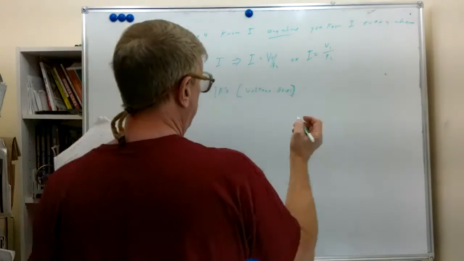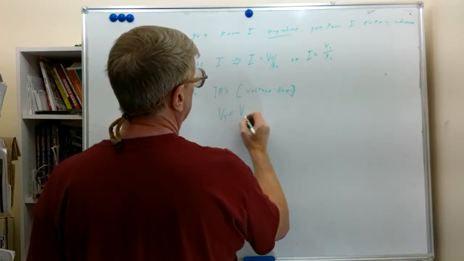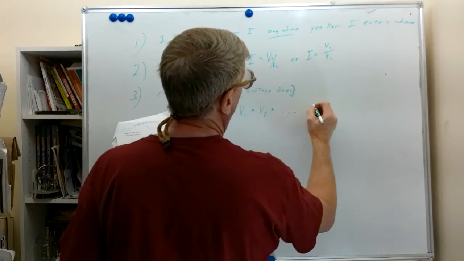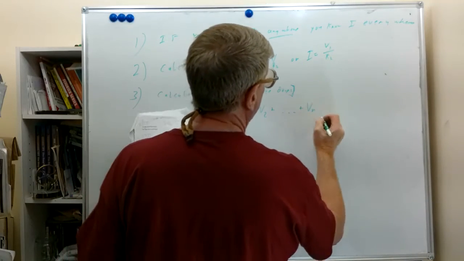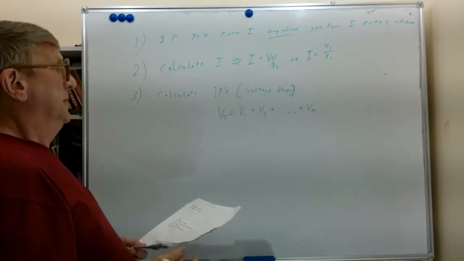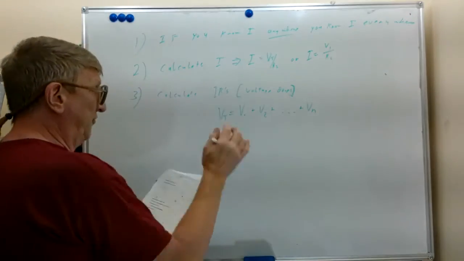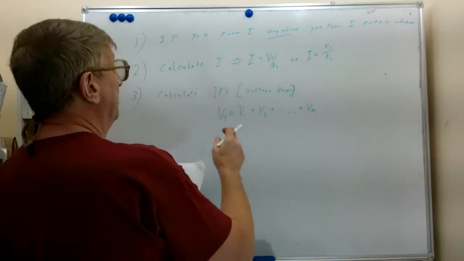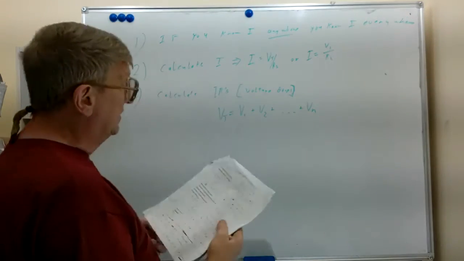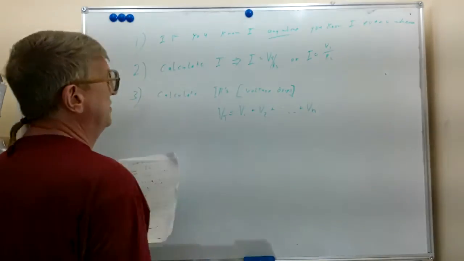And we can use our formula for total voltage, VT equals V1 plus V2 plus all up to Vn, however many components you have. And if you're given VT and you're able to find all but one of these, you can solve for that missing one. If you're not given VT and you're able to find all of these, you can add them up to get VT. So you're going to remember that if you know the current in one spot, you know it everywhere.